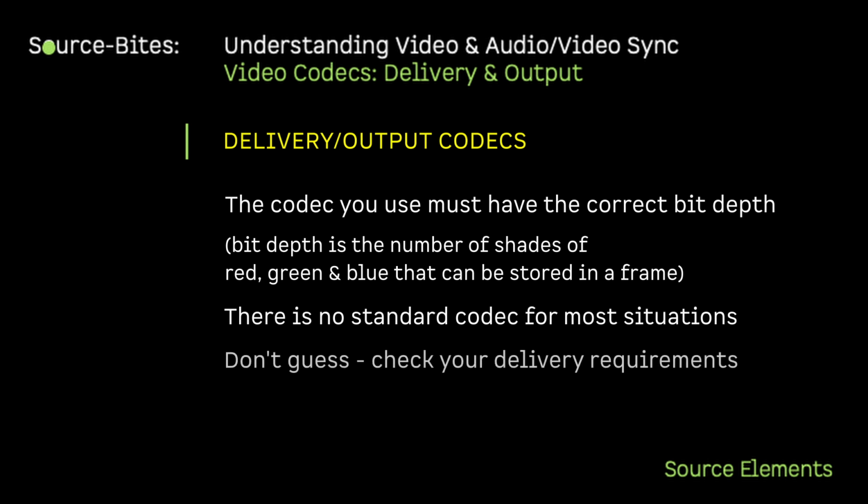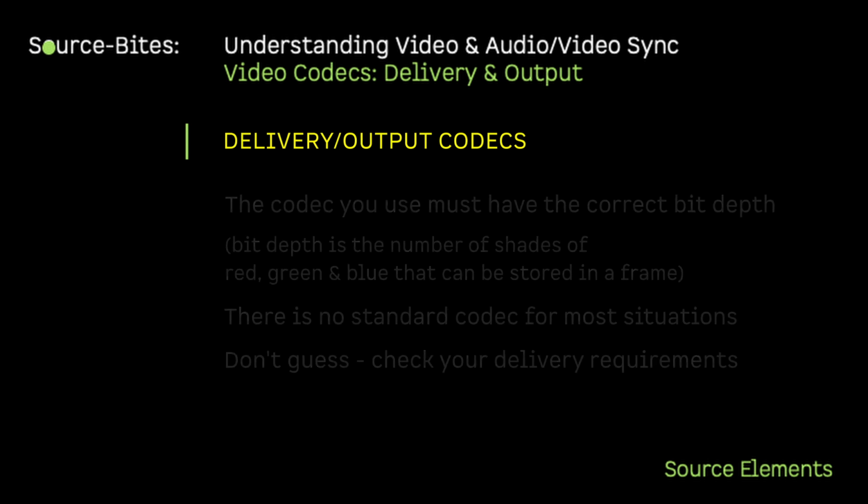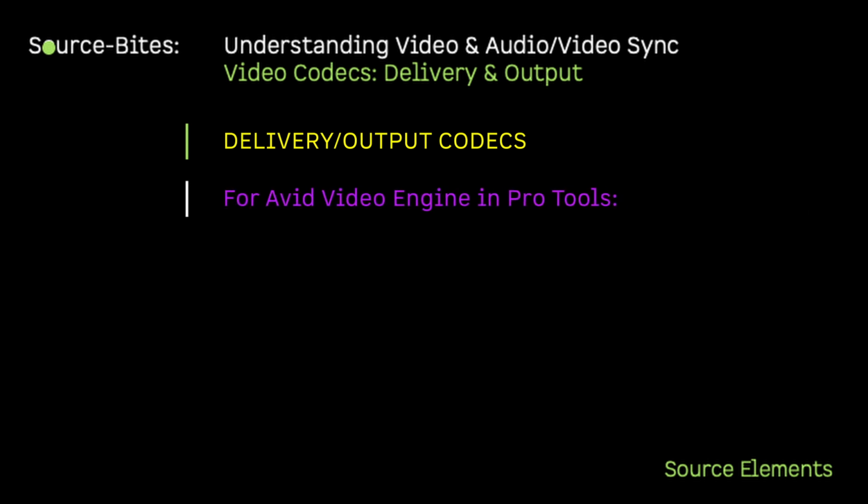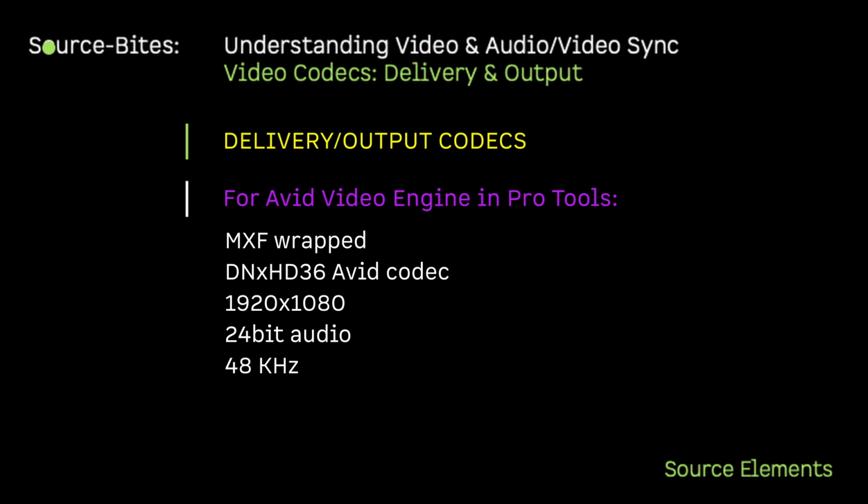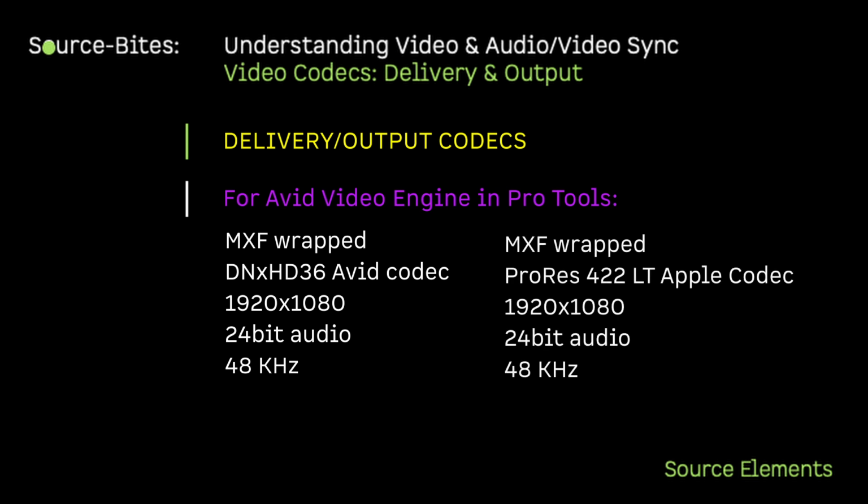Most platforms will define what codec or wrappers or bit depth or sample rates and audio file formats that you must use. For the Avid Pro Tools video engine playback, I very strongly recommend MXF wrapped DNxHD36, which is Avid's own codec, with 24-bit audio at 48 kHz. Another good option is Apple ProRes 422 LT for light. These have the best performance versus file size versus efficiency trade-offs.